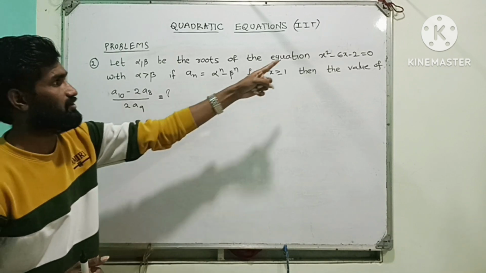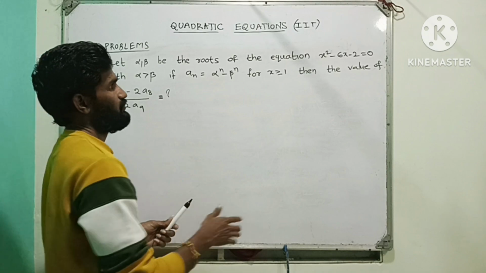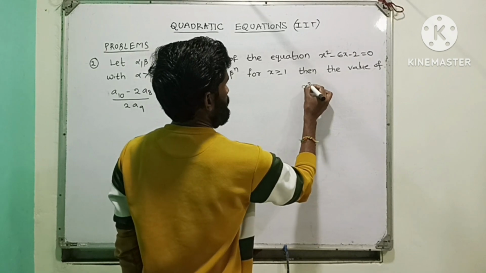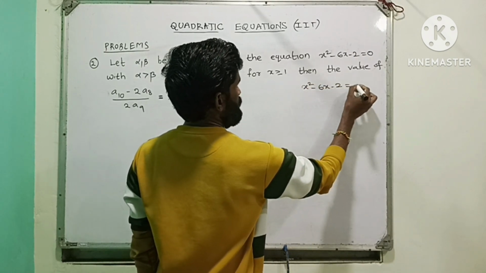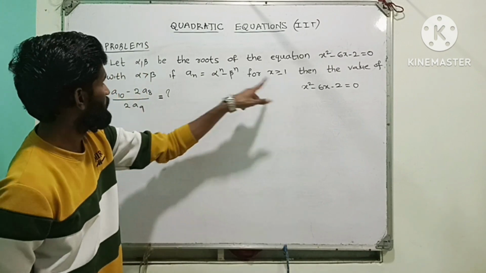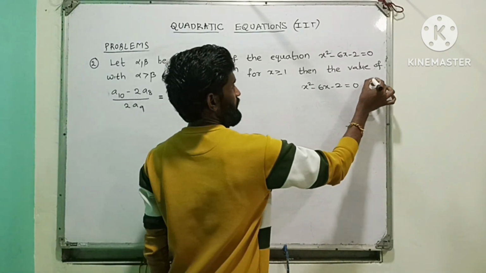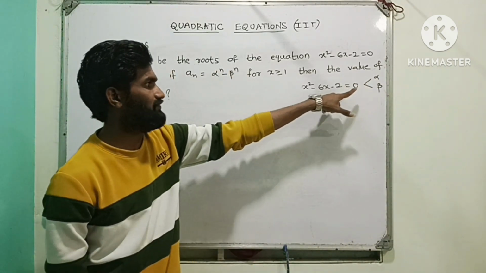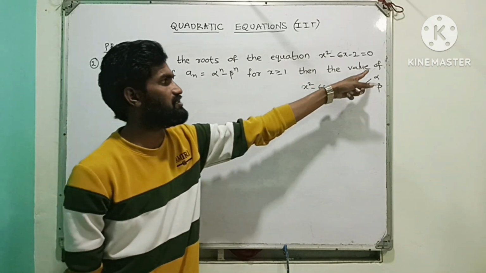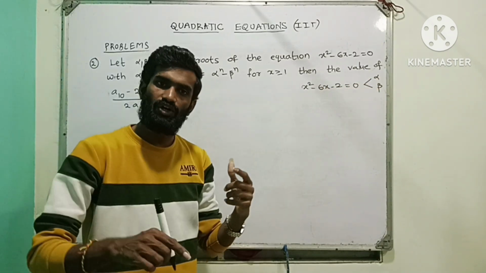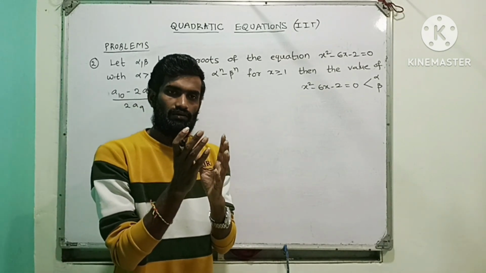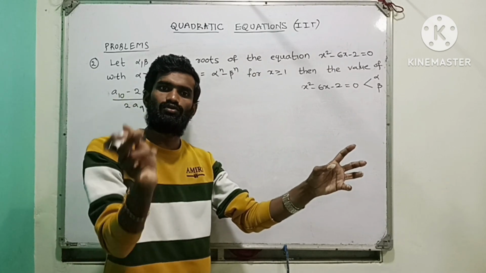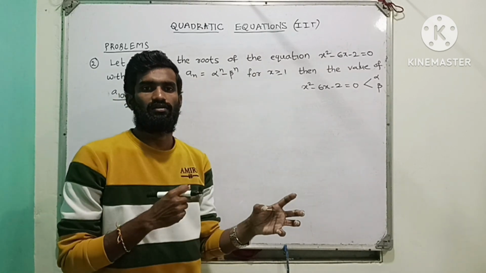First of all, what is the quadratic equation here? It is given x square minus 6x minus 2 equals 0. For this, alpha and beta are the roots, he is saying. If alpha and beta are the roots of this quadratic equation, we can substitute these two roots in this equation. We already know, if one value is a root of an equation and I substitute this value in this equation, it will definitely satisfy.